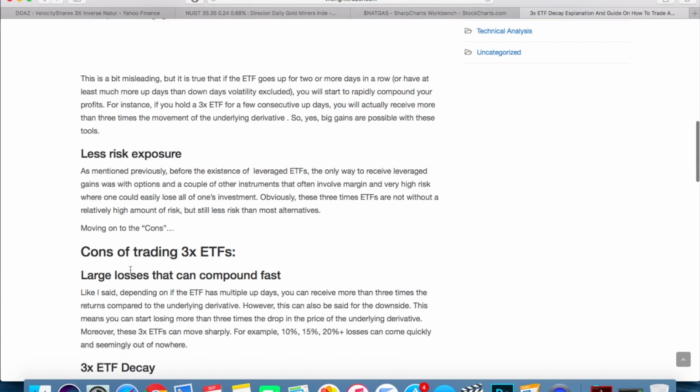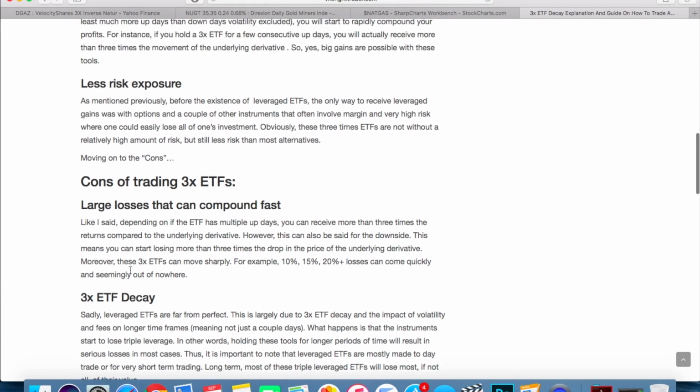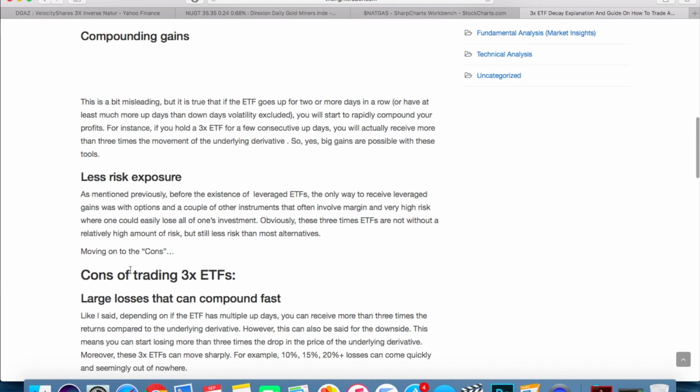Next, moving on to the cons of trading 3 times ETFs. Here we're going to start off with the large losses that can compound fast, okay? So like I said before, we have our compounding gains, right? But we also have our large losses that can compound really quickly as well, okay?